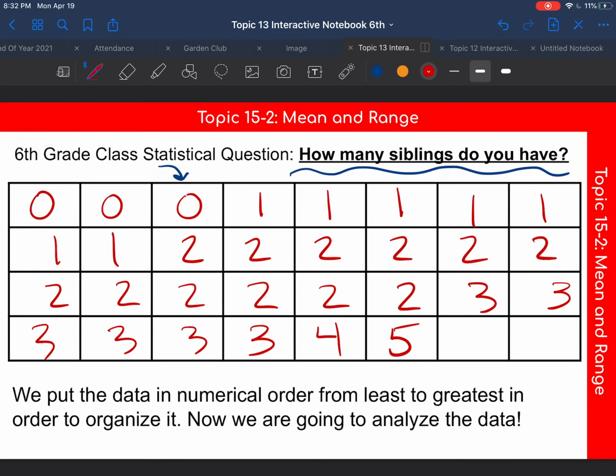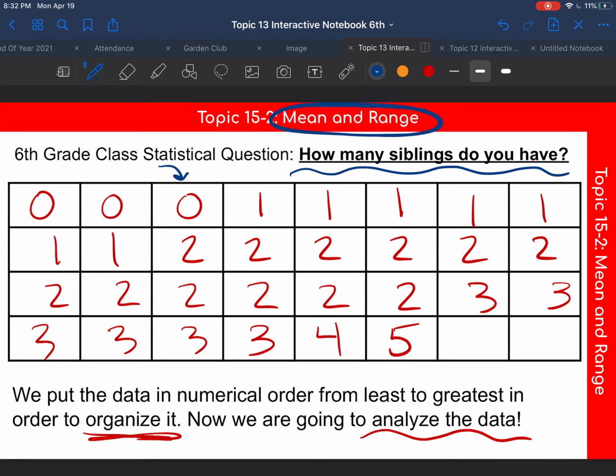All right, so that's the data that we collected as a class, a 6th grade class. How many siblings do you have? Now that they're in numerical order from least to greatest, in order to organize it, we are going to now analyze this data. And today we're really going to be focusing on finding the mean and the range. And we're going to talk about what those two things are.